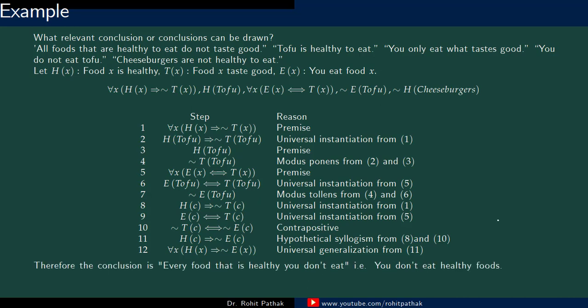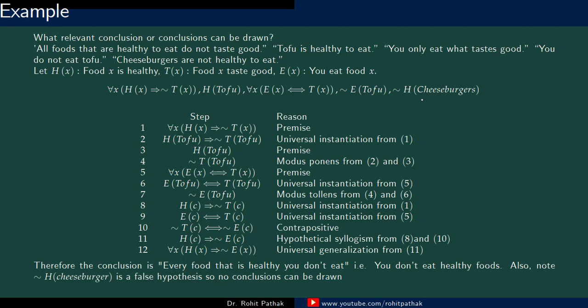So here the proper conclusion is: every food that is healthy you don't eat, or you don't eat healthy foods. And the last one, negation H cheeseburger, you can ignore it. So note that negation cheeseburger is a false hypothesis, or you can say we can ignore it. This is useless, so no conclusion can be drawn from it. Therefore the proper conclusion is this: you don't eat healthy foods. Because this last premise has no meaning.